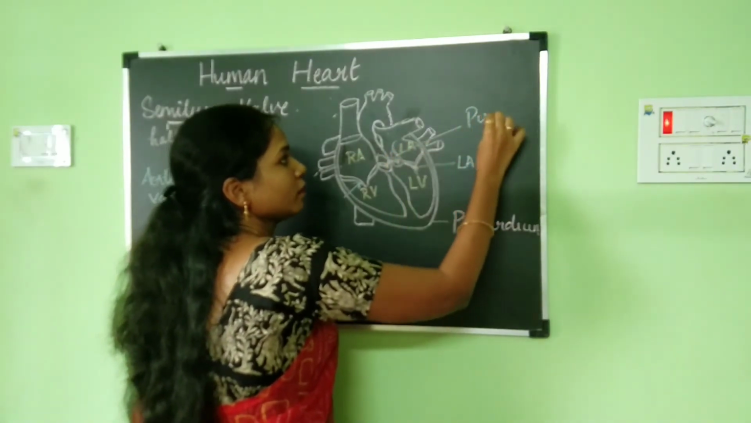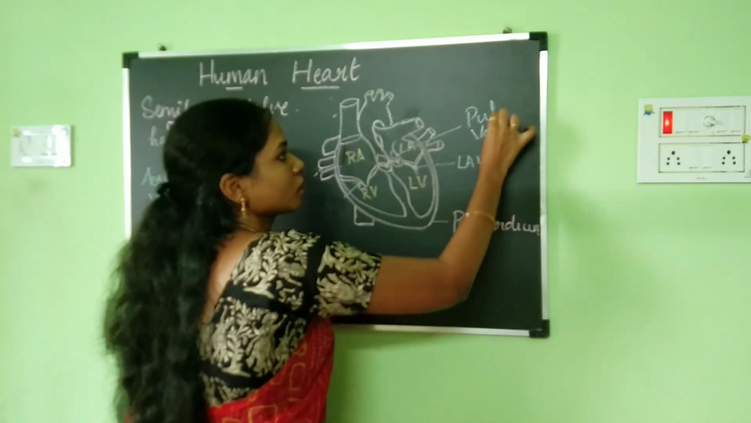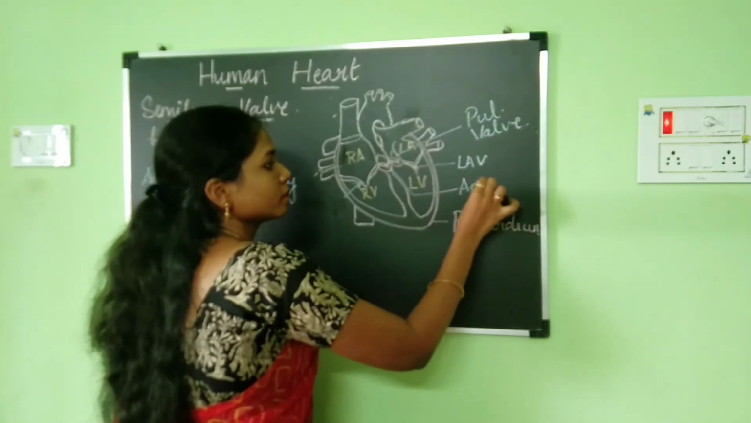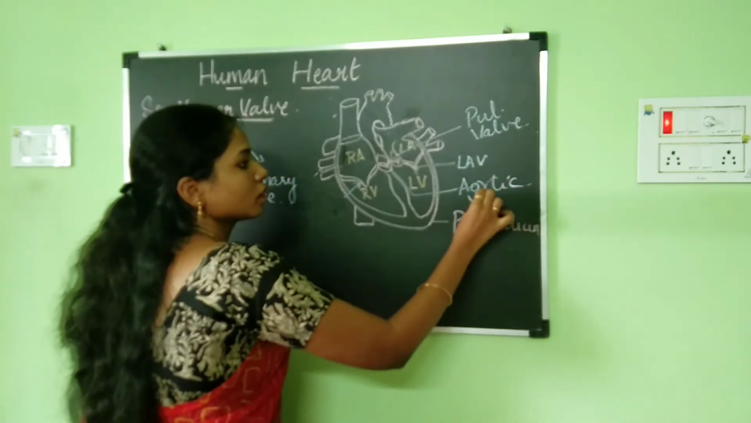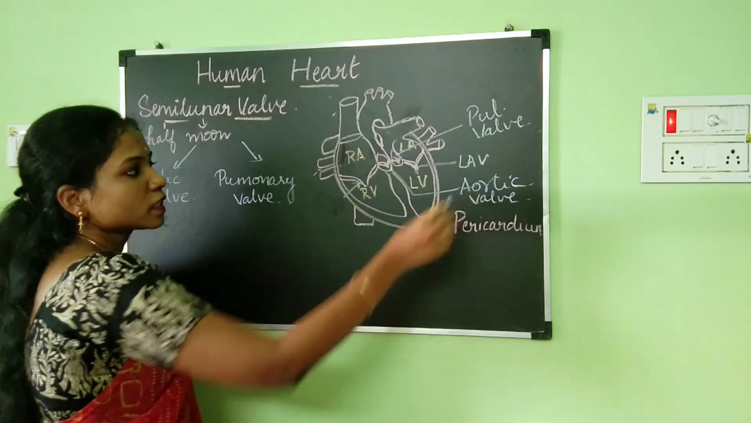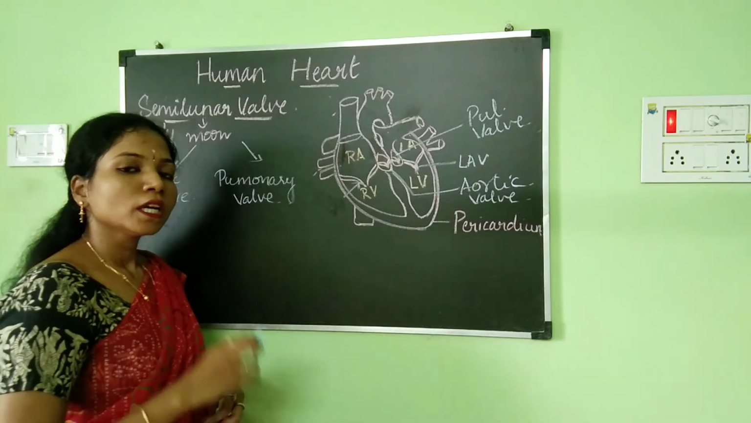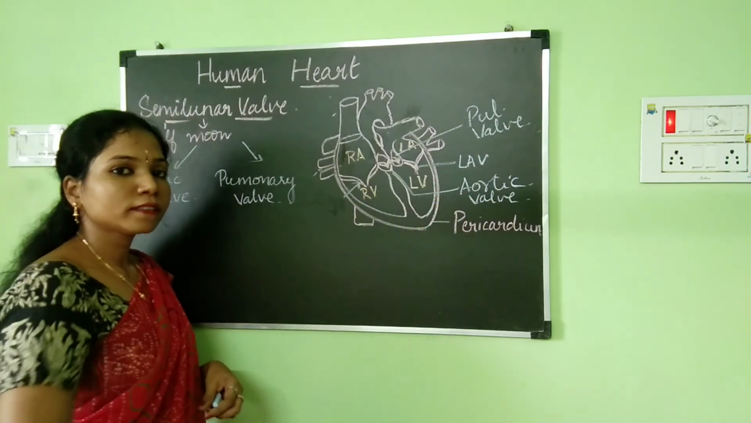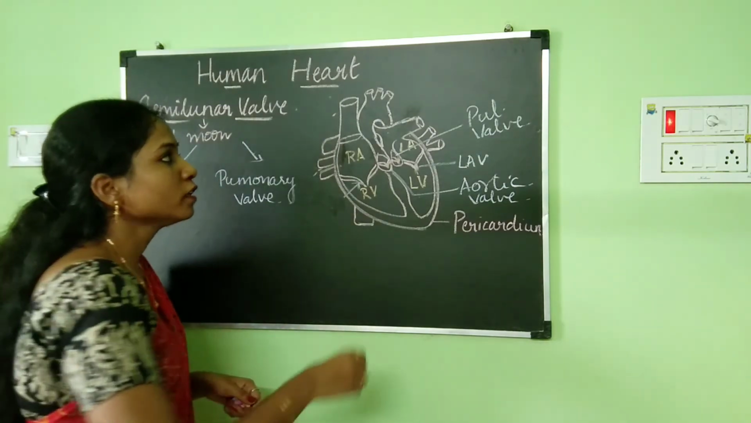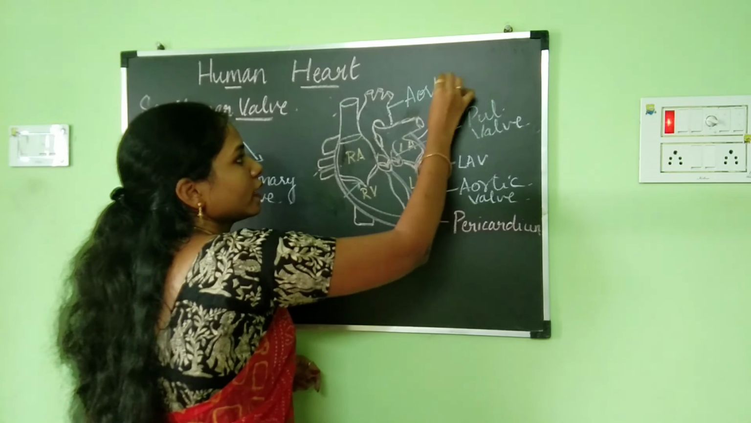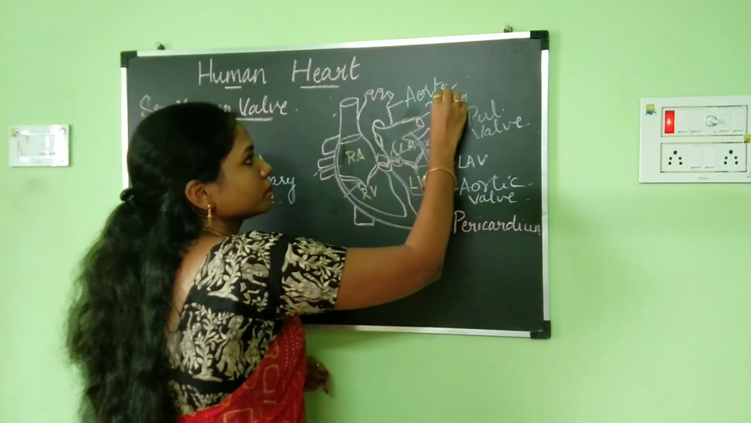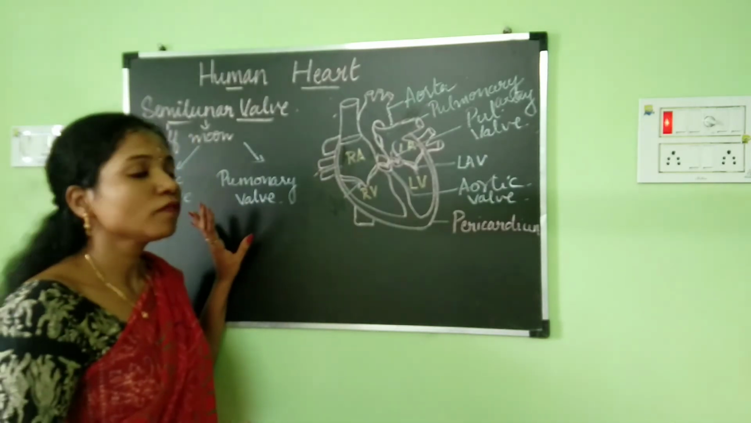Okay, so this is the pulmonary valve and this is the aortic valve. The pulmonary valve and the aortic valve are present where the major blood vessels leave the heart. There are 2 major blood vessels: one is the aorta and the other is the pulmonary artery. So these are the 3 types of valves.